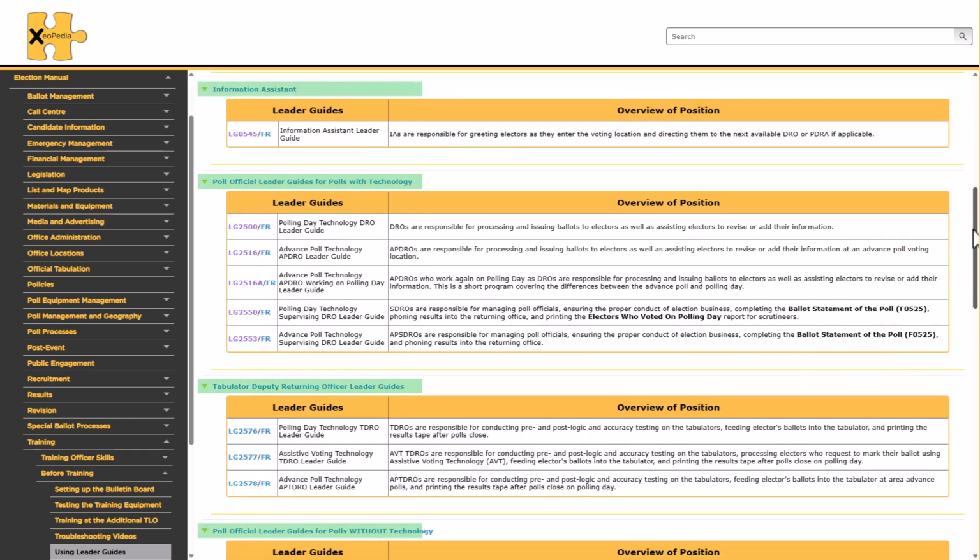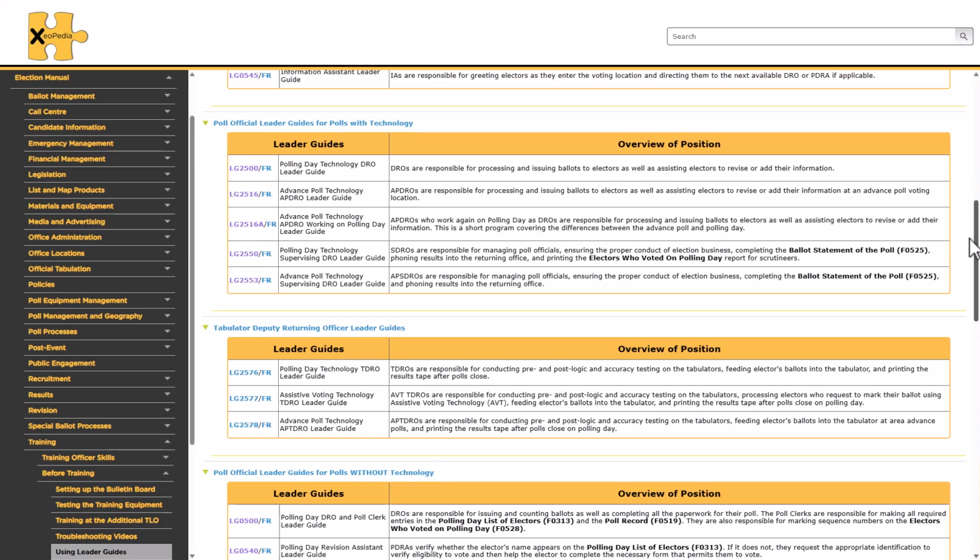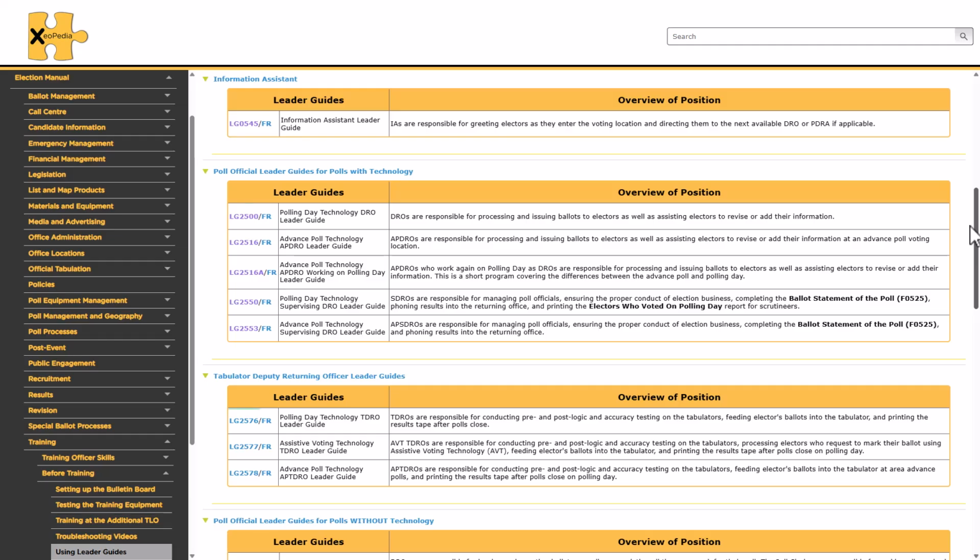The leader guides are divided by position and also by polls with technology or polls without technology. Each leader guide will be identifiable by its leader guide number. There are also French leader guides available for electoral districts that use French as a primary language.